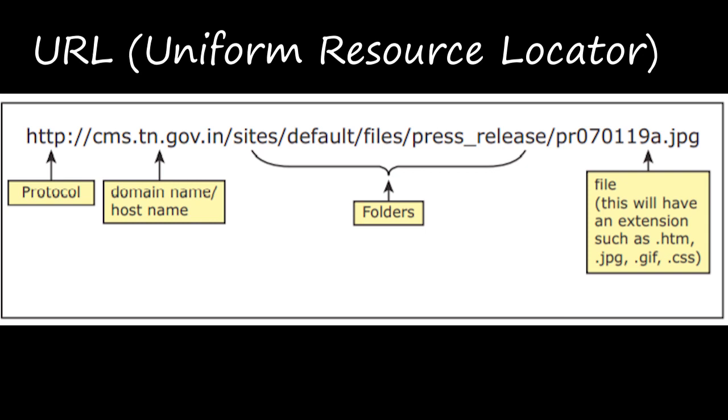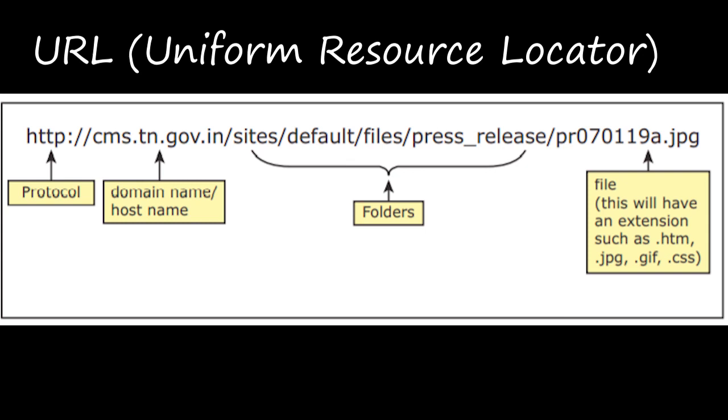In this diagram, in this image, you can find it. First, this HTTP is there, right? That is the protocol. cms.tn.gov.in is the domain name or host name, and then the folders they have given here: sites, default, inside the default folder, press release, and then it will have a file, right? So this is the URL.